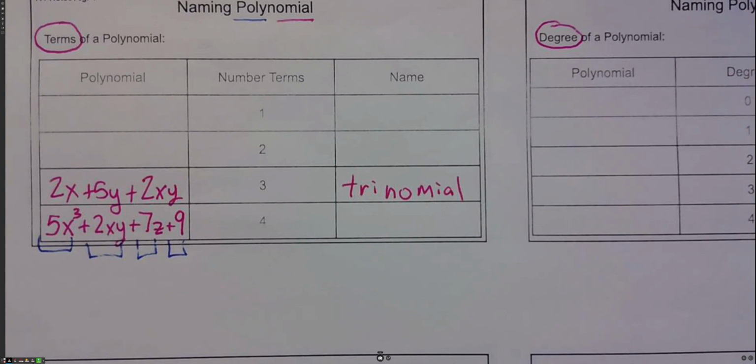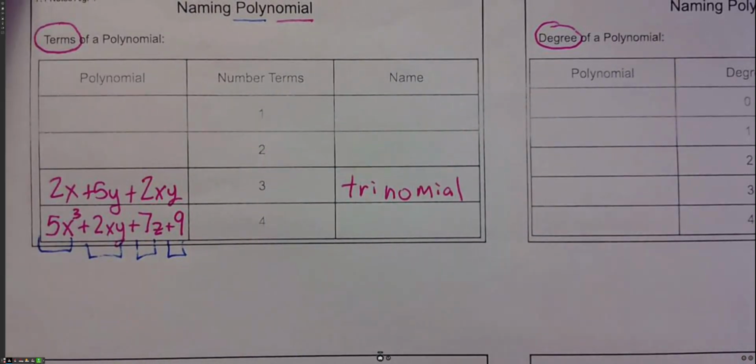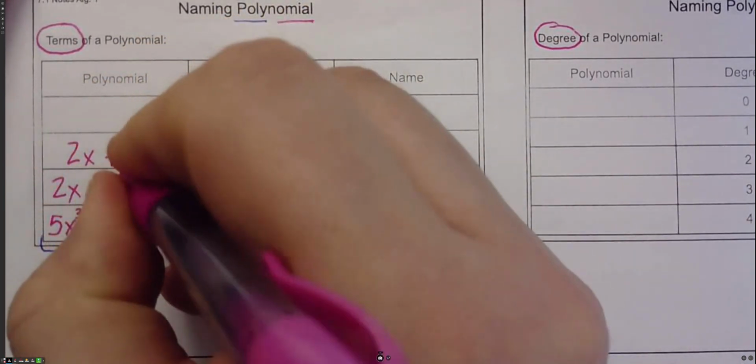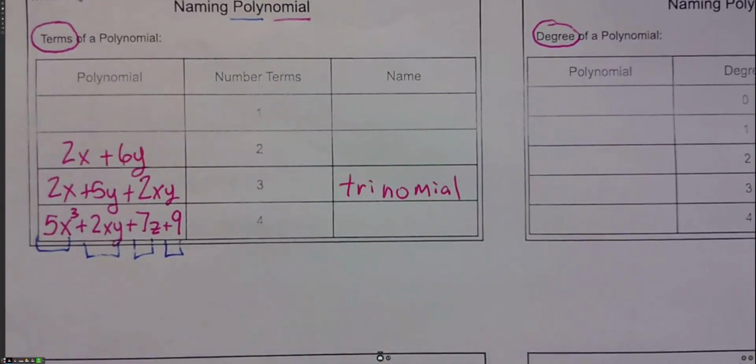Right. So really, this is saying 3 terms or 3 things. Does that make sense? So the prefix tri is like trinomial. Okay. Someone give me a 2-term polynomial. Jasper, sure. 2x plus 6y. Perfect.